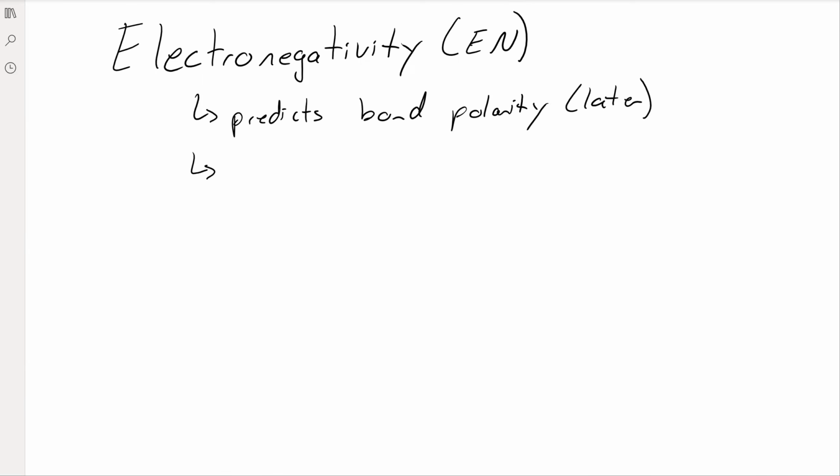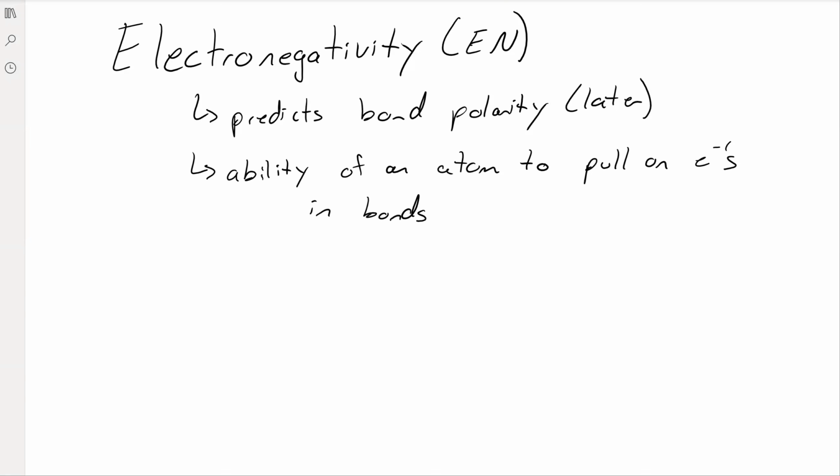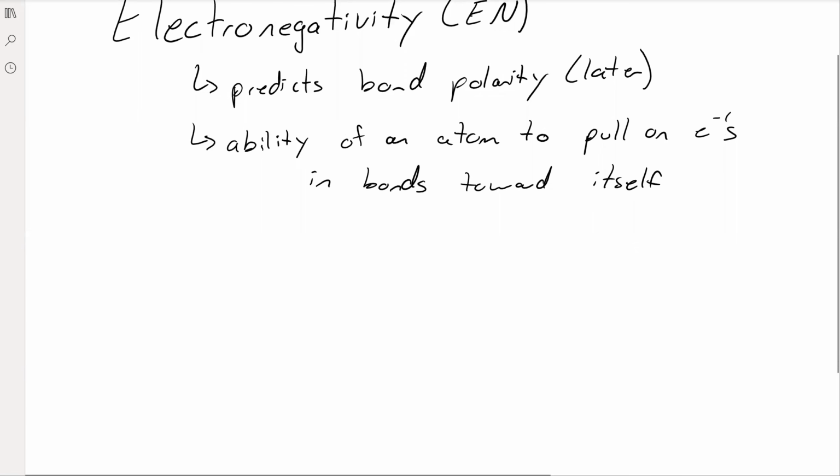So what is electronegativity? Electronegativity is the ability of an atom to pull on electrons in bonds toward itself. So what you can think about, right, in these covalent bonds, we have these electrons being shared, but they're not always being shared evenly. So if one element is more electronegative than the other, when the two form a covalent bond, although those electrons are shared, they'll spend more time around the electronegative atom than they will the non-electronegative atom.